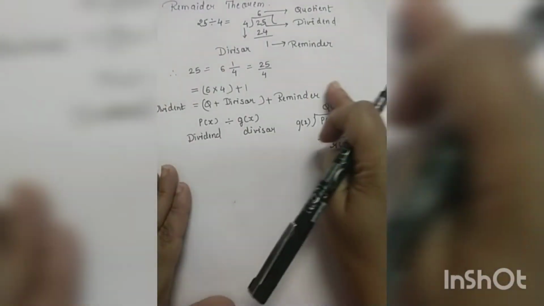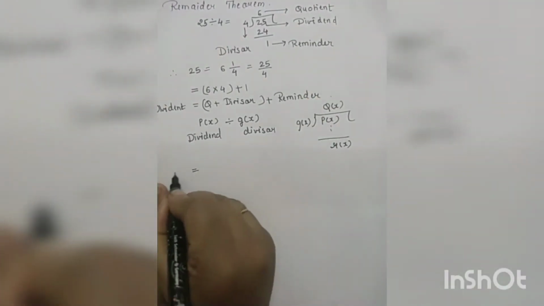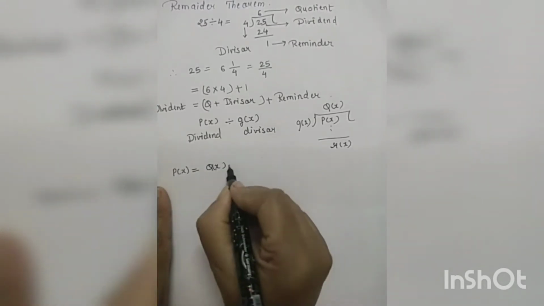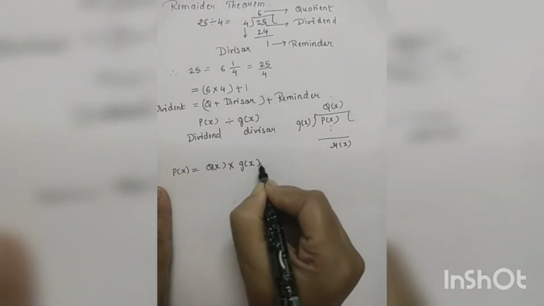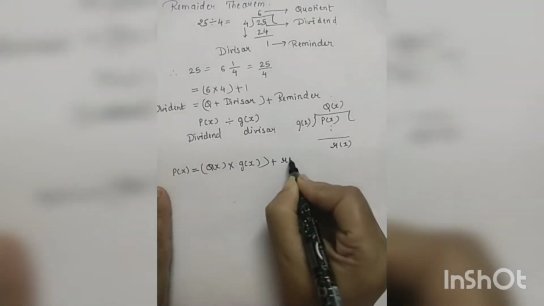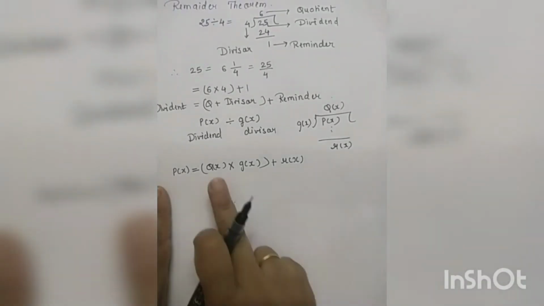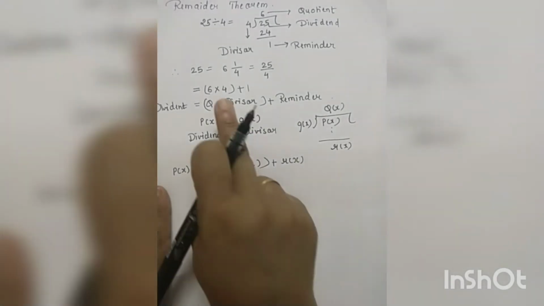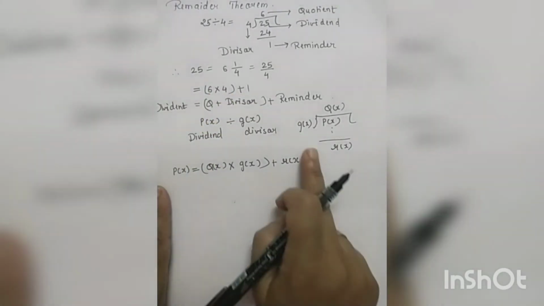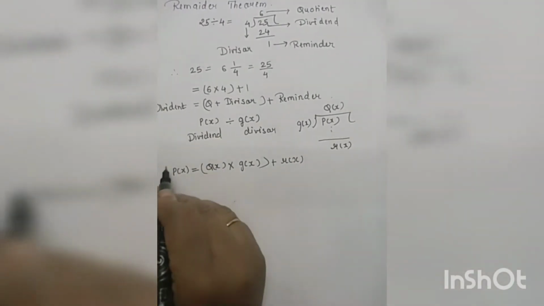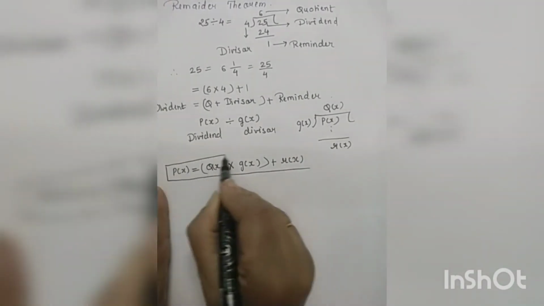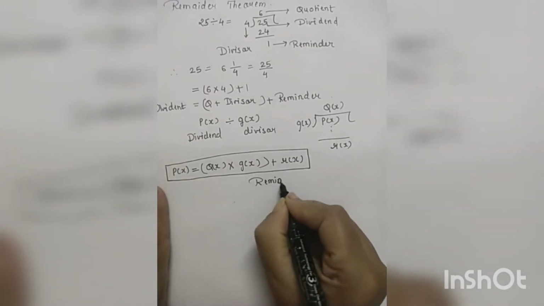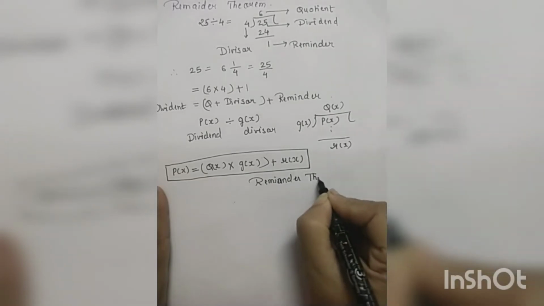So how will I write this form? I will write p of x equals q of x into g of x plus r of x. This is quotient multiplied by divisor plus remainder, the same as 6 into 4 plus 1. So what is this? This is nothing but the remainder theorem. We call this the remainder theorem.